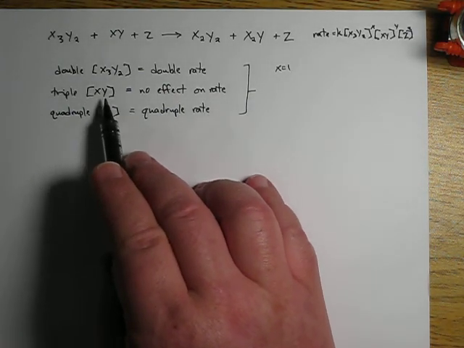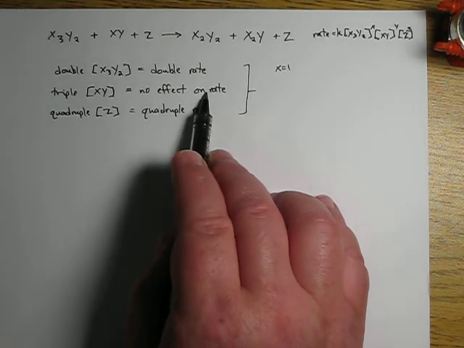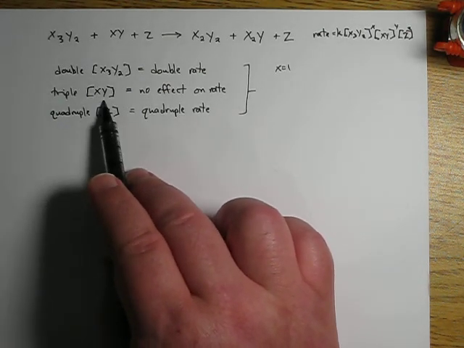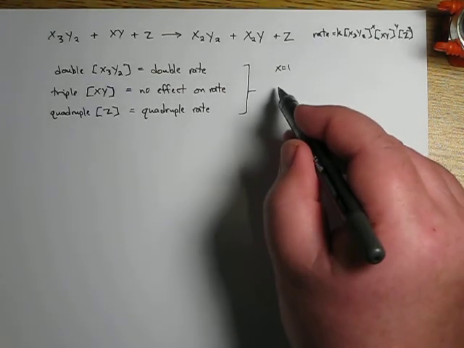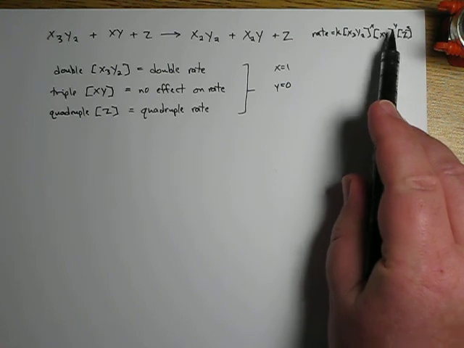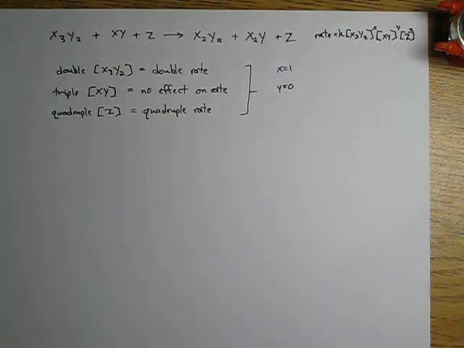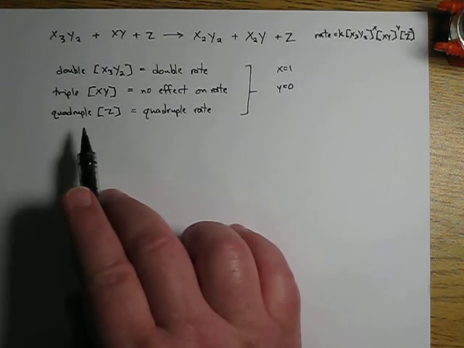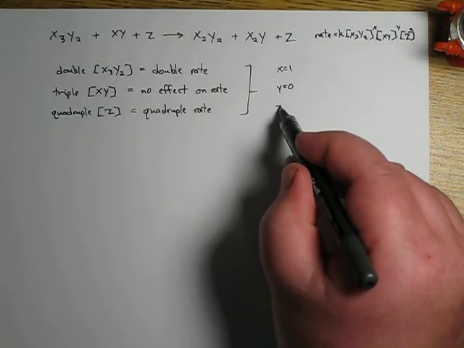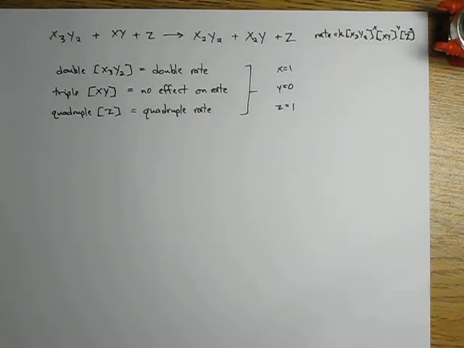Tripling the concentration of XY has no effect on rate. So changing XY, tripling it, has no effect on rate. That tells us that Y equals 0. So Y is a 0 here. The rate does not depend on XY. Quadrupling the concentration of Z quadruples the rate. That means Z equals 1. It is first order in Z.